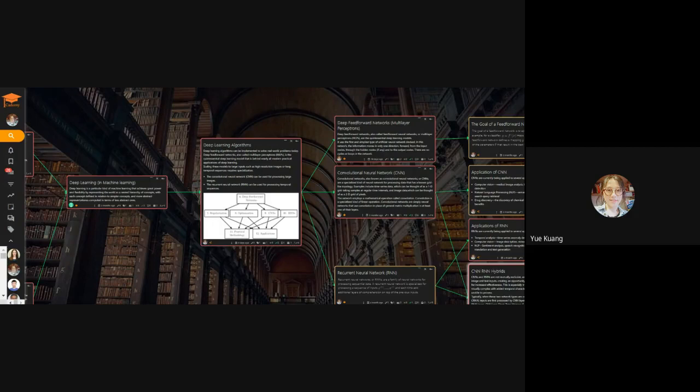Anyone who is interested in CNN or RNN is welcome to go deeper from the notes here, and you can explore more things regarding the architectures and the layers of each kind of neural network.